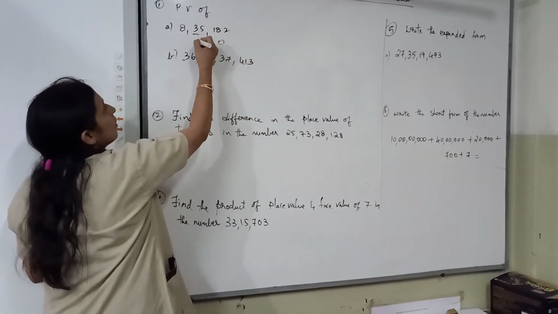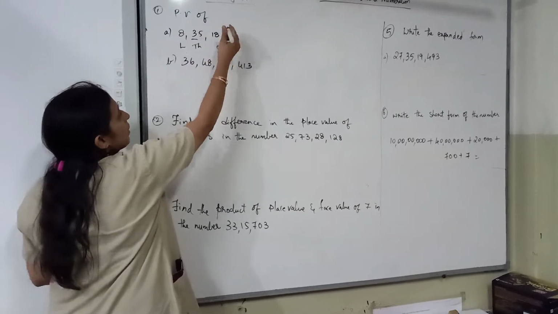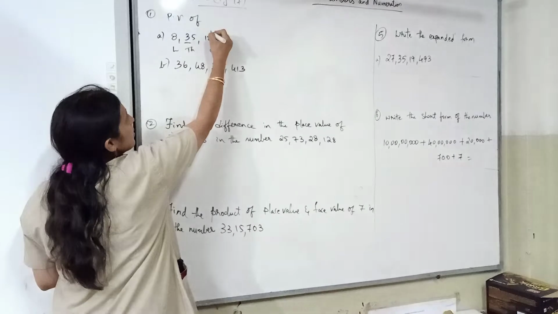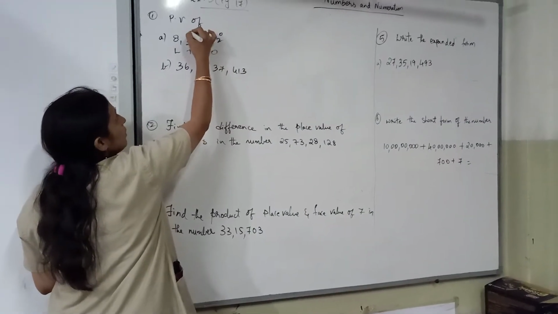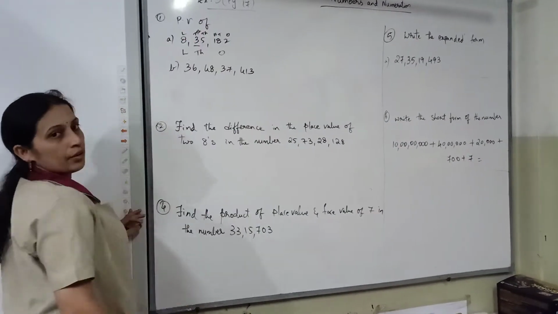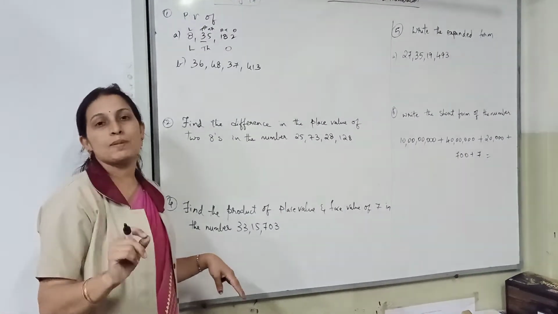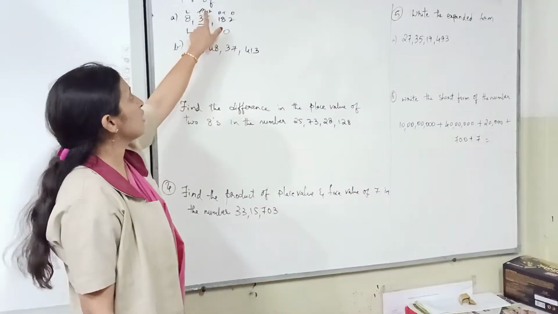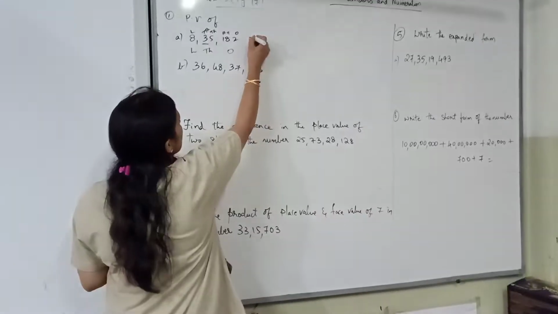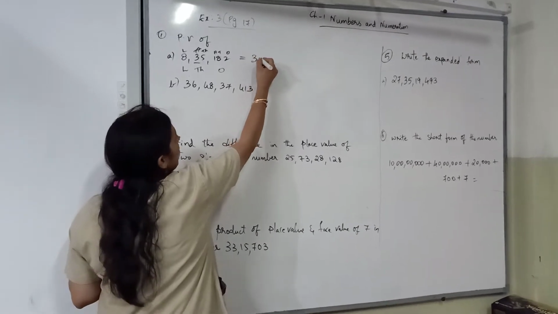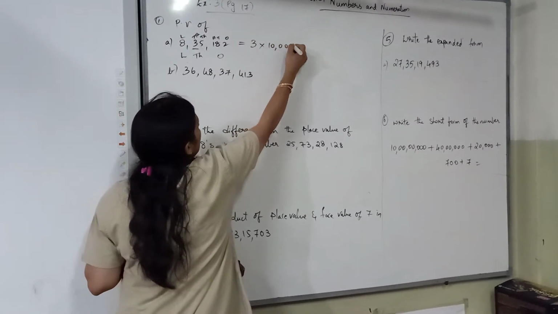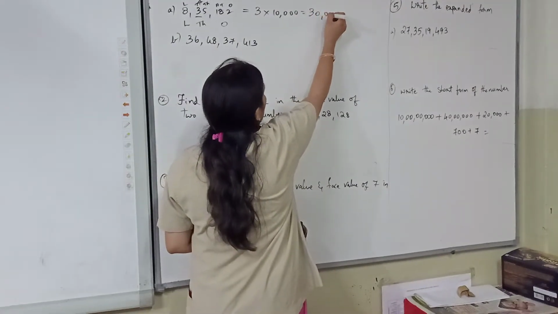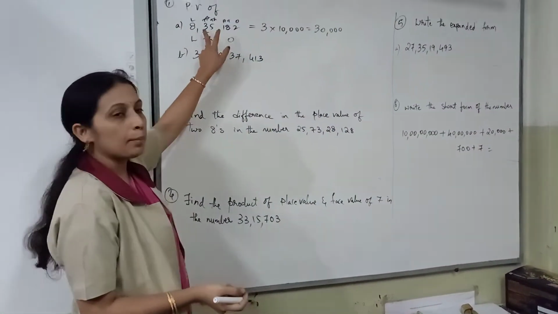this is thousands period and lakhs period. So better write the places for each and every digit. So ones, tens, hundreds, thousands, 10,000 and lakhs. Right? Now which digit's place value do we need? We have to know the place value of 3. 3 is in which place? 10,000. So what is the place value of 3 here? 3 into 10,000. 3 into 10,000 is nothing but 30,000, right?